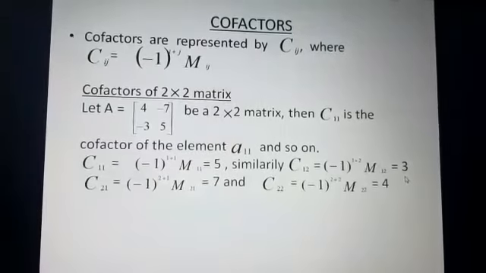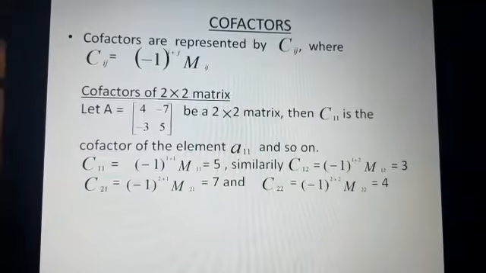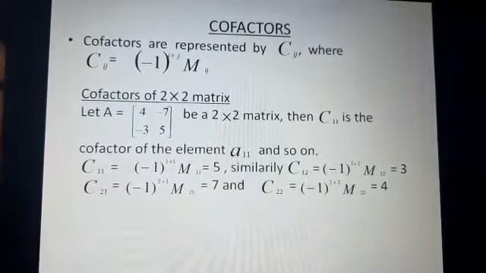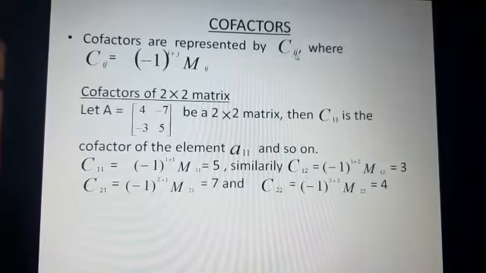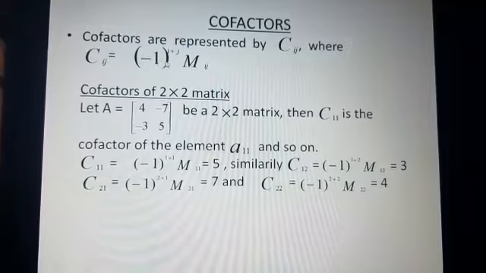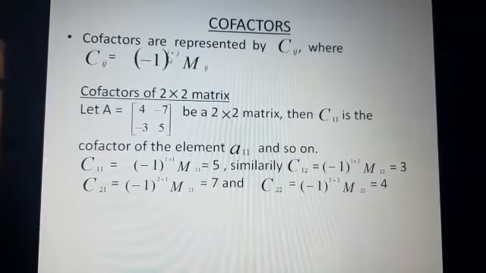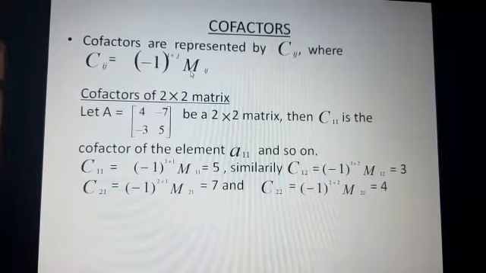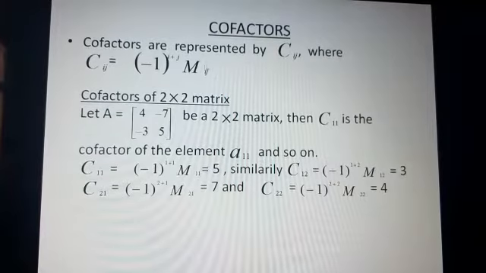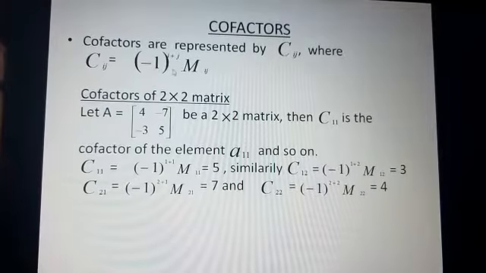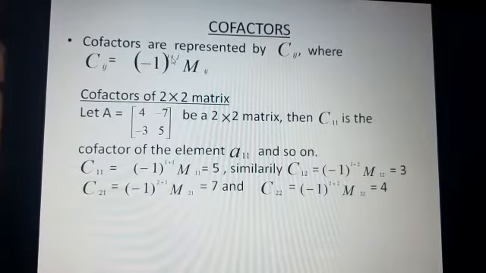Next, we have to learn cofactors. Cofactors and minors are almost the same. The only thing we have to keep in mind is that a cofactor is represented by Cij, and it is minus 1 to the power i plus j multiplied by Mij. Mij is the same minor, which we have already learned how to find, and you have to multiply this Mij by minus 1 to the power i plus j.